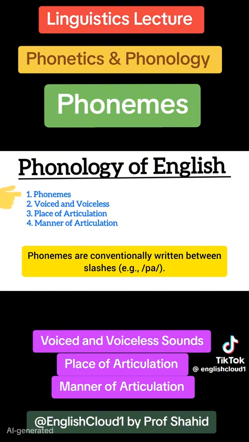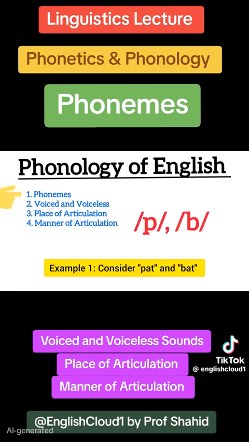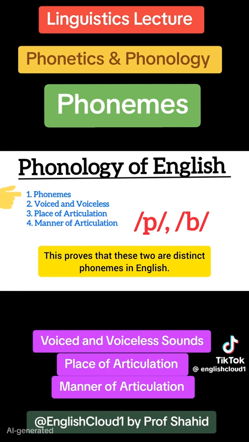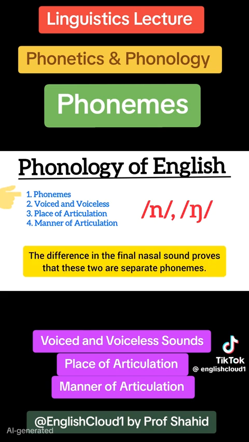Example, /p/. To identify phonemes, linguists look for minimal pairs of words that differ by only one sound in the same position. Example 1. Consider pat and bat. The only difference is the initial sound. This proves that these two are distinct phonemes in English. Example 2. Consider sin and sing. The difference in the final nasal sound proves that these two are separate phonemes.